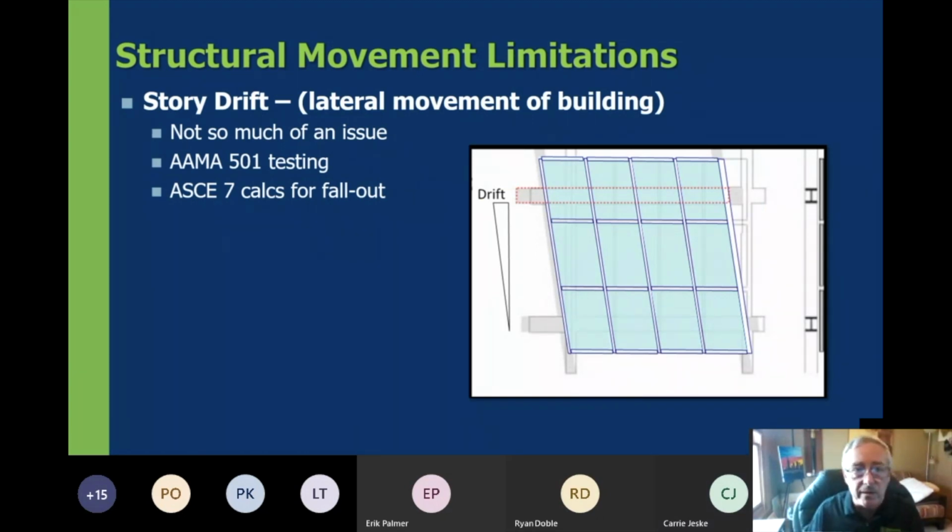So I wanted to talk about some of the limitations associated with building structural movement and glazing systems that are manufactured. The story drift, or the lateral movement of the building for wind and seismic, is not so much of an issue. Usually this has been tested out with AAMA 501 testing by the system manufacturer, and so it's not a big deal to get that to work.